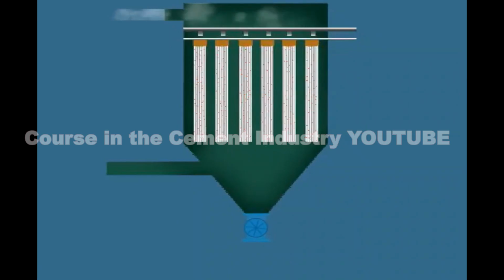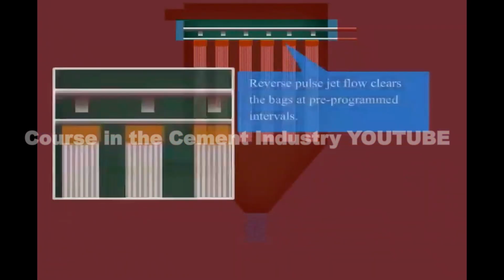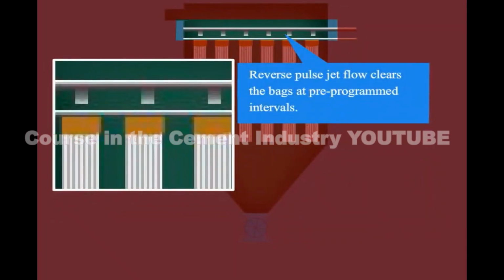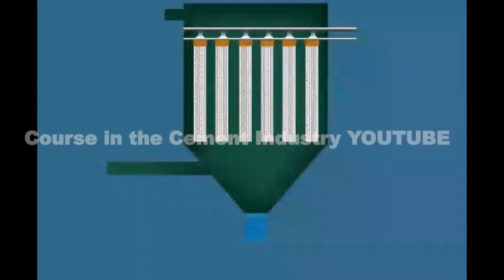Reverse pulse jet flow cleans the bags at pre-programmed intervals. Dust particles accumulated on the bags get detached from the bags, and fall into the hopper after the pulse jet cycle.